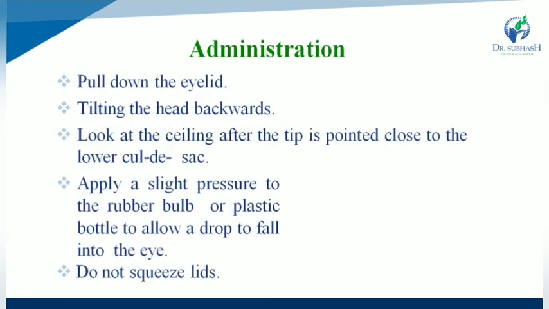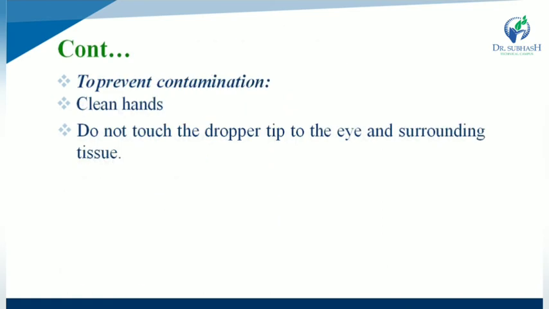How is it administered? First of all, pull down the eyelid. Then tilt the head backward and look at the ceiling. The tip is pointed close to the lower cul-de-sac, and apply a slight pressure to the rubber bulb or plastic bottle to allow a drop to fall into the eye. Finally, do not squeeze the lids. To prevent contamination, clean hands are necessary when you instill eye drops into any patient, and do not touch the dropper tip to the eye and surrounding tissues.